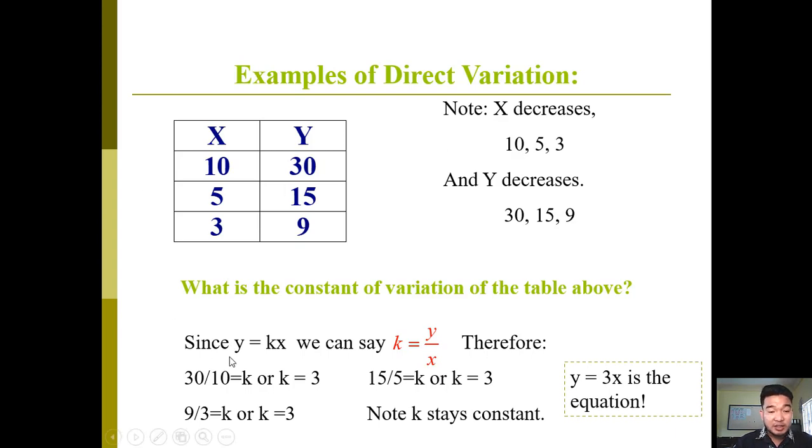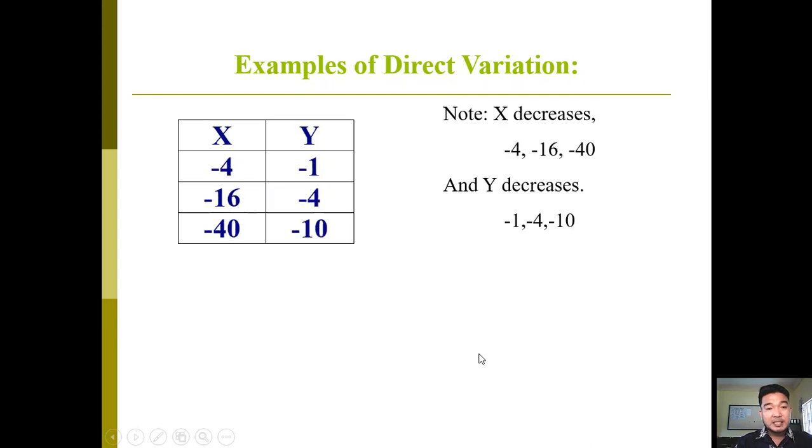Pinalitan lang natin. Ito yun, no? From the original equation, y equals kx, meron na tayong value ni k which is equal to 3. So, y is equal to 3x already. Let us have another example here.